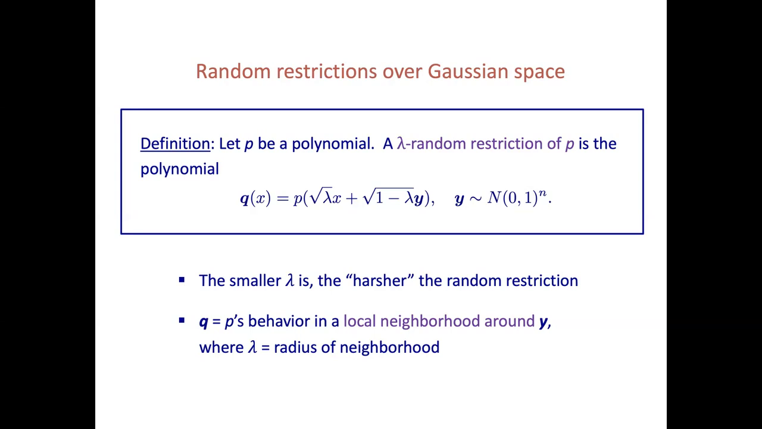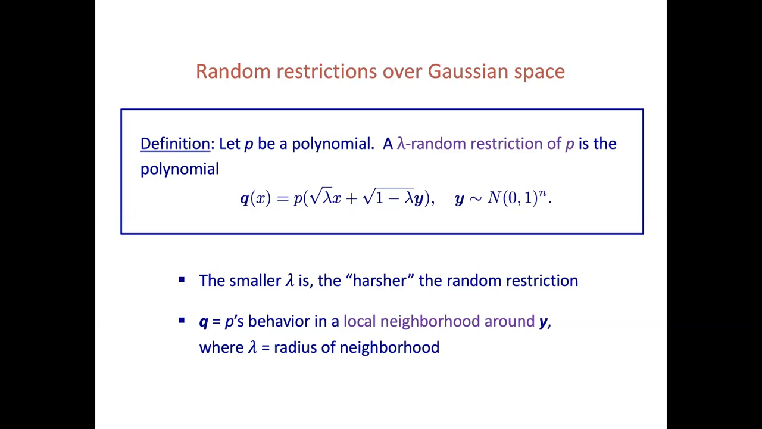Another way to view this definition is that Q represents P's behavior in a local neighborhood around this random point y, where lambda is the radius of this neighborhood. The smaller lambda is, the smaller the neighborhood is. The larger lambda is, the larger the neighborhood is.